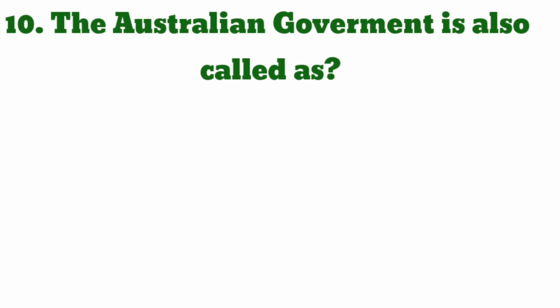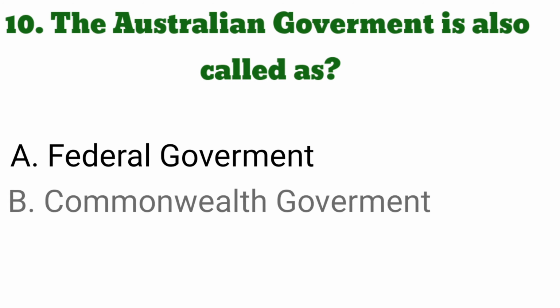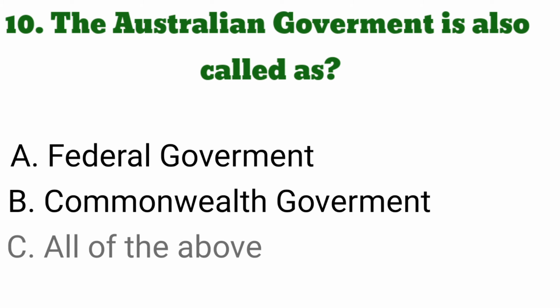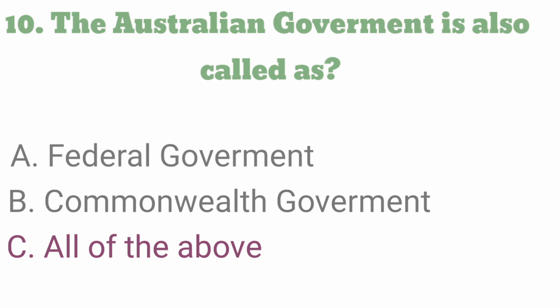Number 10. The Australian Government is also called letter A, Federal Government. Letter B, Commonwealth Government. Letter C, all of the above. The answer is letter C, all of the above.